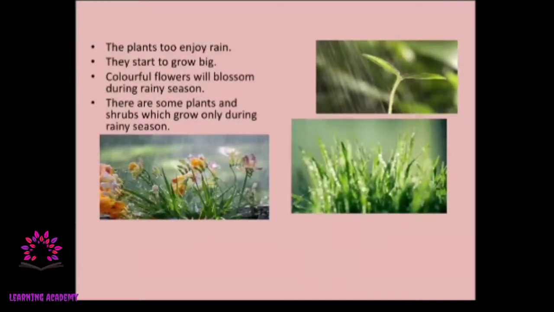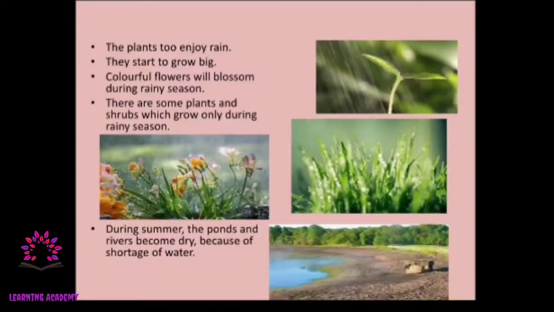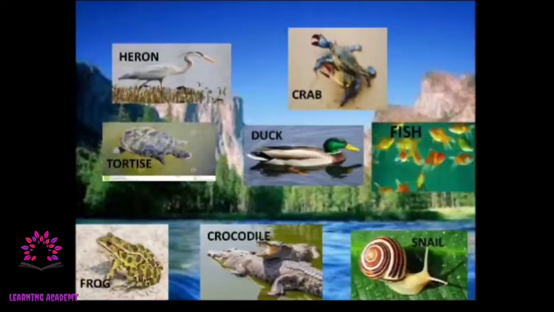There are some plants and shrubs which grow only during the rainy season. Other seasons you won't find them. During summer, the ponds and rivers become dry because of shortage of water.